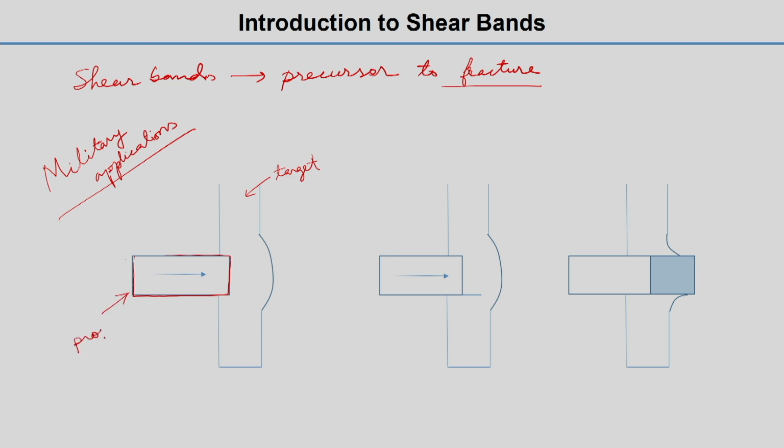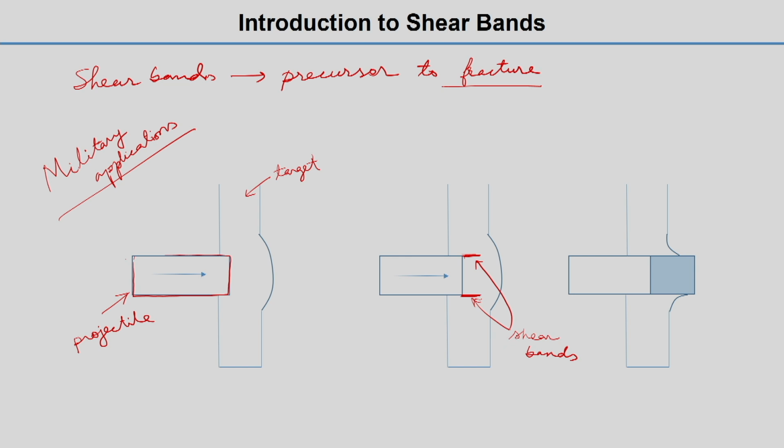Here it is, the projectile. After some time the shear band will form. So these are the shear bands in these areas. So it's called shear bands. We are not going to discuss the basics of shear bands, because we already discussed them in the introduction chapters, probably the first or the second lecture.